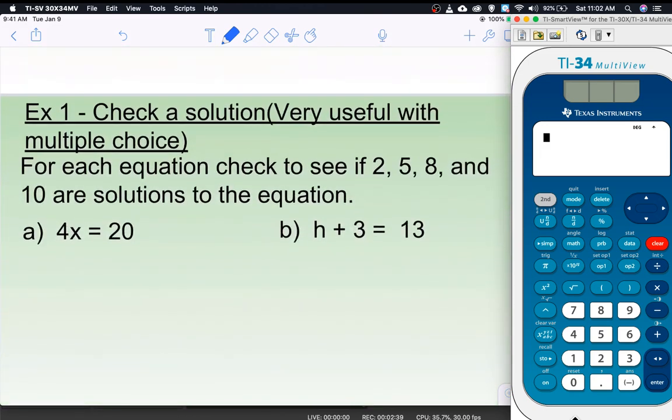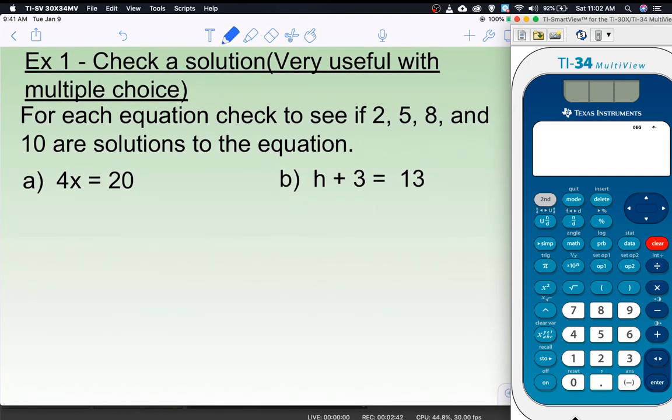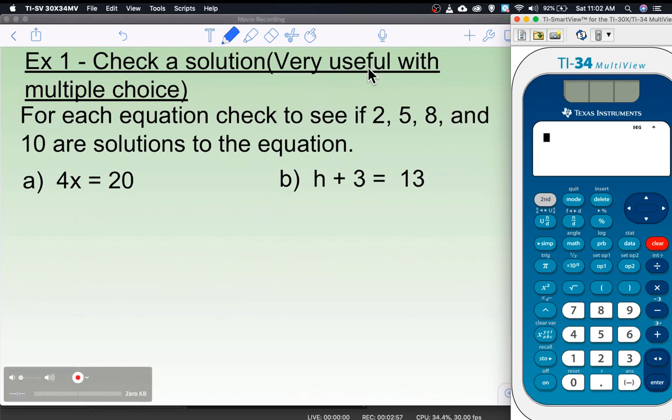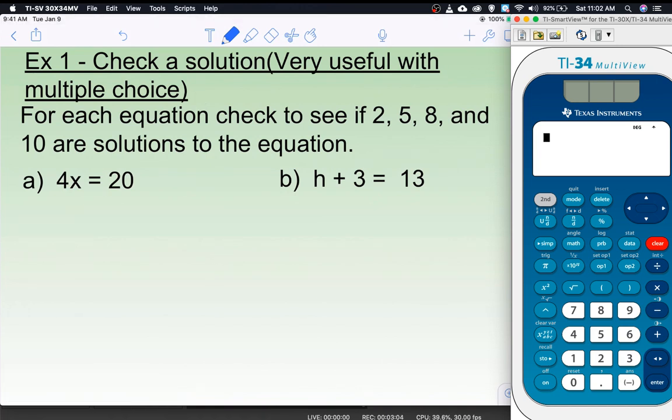So the first skill of this lesson is being able to check the solution of an equation. Given an equation and given some possible solutions, we would like to be able to figure out which one is the correct solution. It says here at the very top that this is very useful with multiple choice questions. It is, because sometimes you don't even have to solve the question if you can plug the values in for the equation and figure out which one's the right answer. So that's actually what we're going to do here.